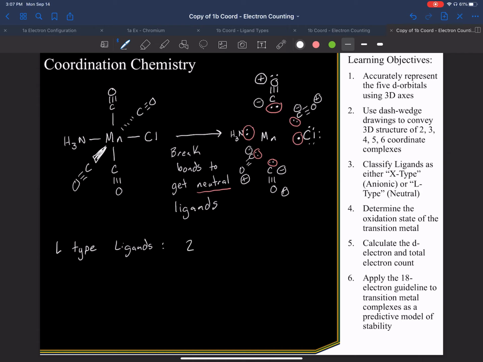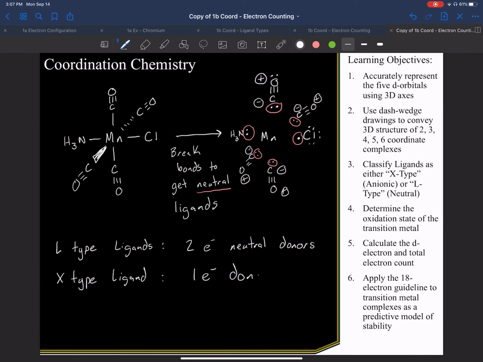So L-type ligands are 2 electron neutral donors. Meaning when I put this together, the ammonia and all my carbon monoxides each had 2 electrons that they used to form that bond with the manganese.